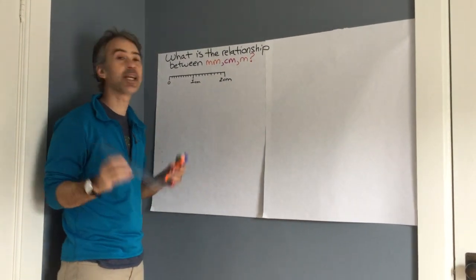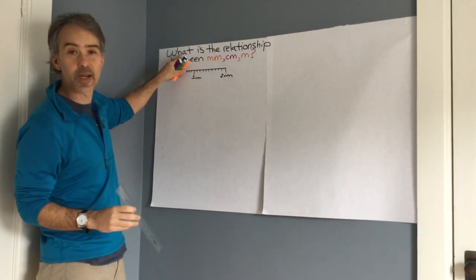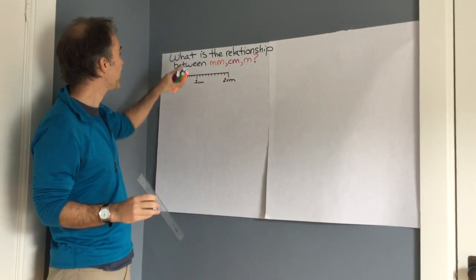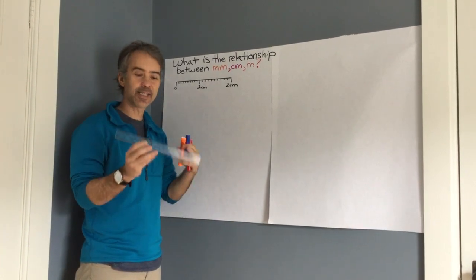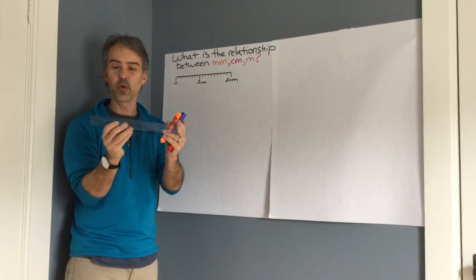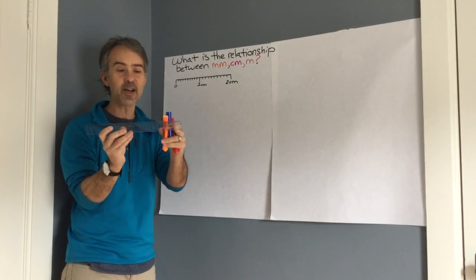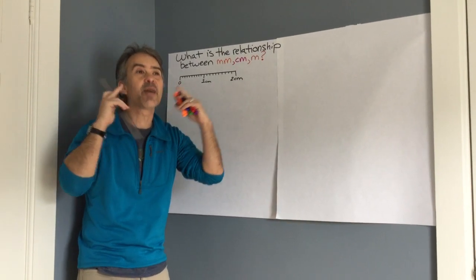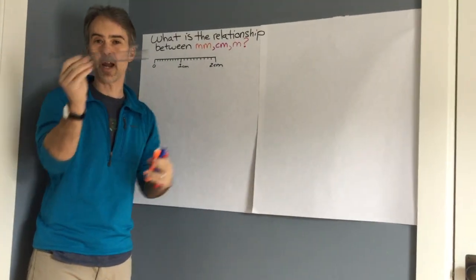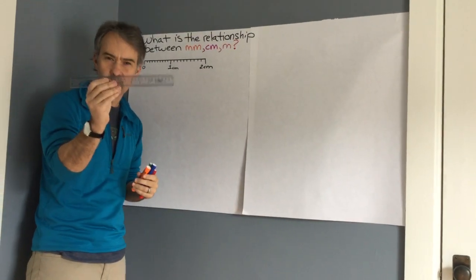All right, we have a really interesting topic today. I'm going to read it to you. We're going to explore what is the relationship between millimeters, centimeters, and meters. So we're really going to explore this ruler that has millimeters and centimeters on it, and then I want you to think about a meter stick. That's going to have a meter on it. So we're actually exploring the relationship on this ruler.